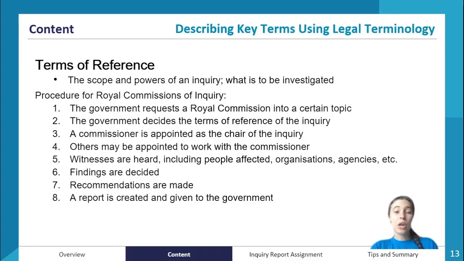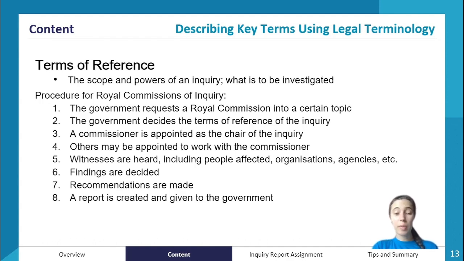Okay, next up is terms of reference. So the scope and powers of an inquiry. It's just laying out what is going to be investigated as part of this investigation. In terms of Royal Commissions of Inquiry, we've got a process with 8 different steps here. First of all, the government is going to request the Royal Commission into a certain topic. Then they decide what the terms of reference will be. We've got a commissioner being appointed as the chair.